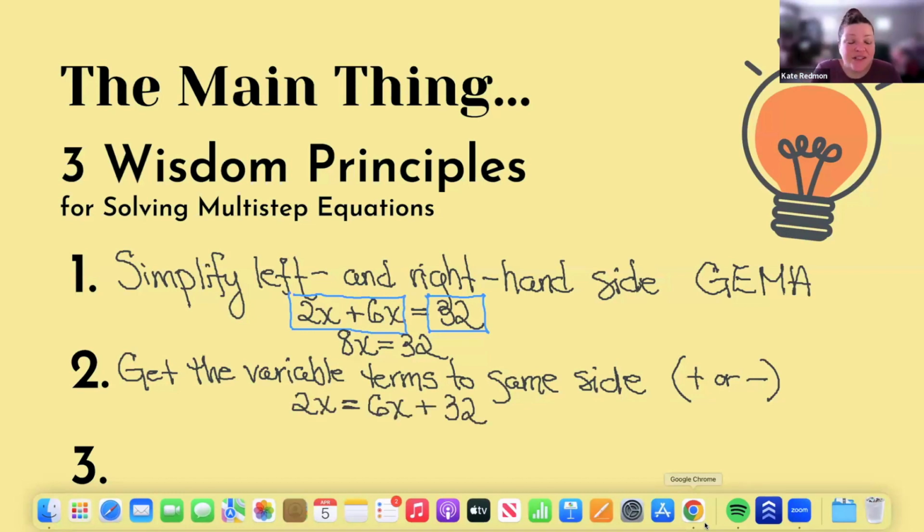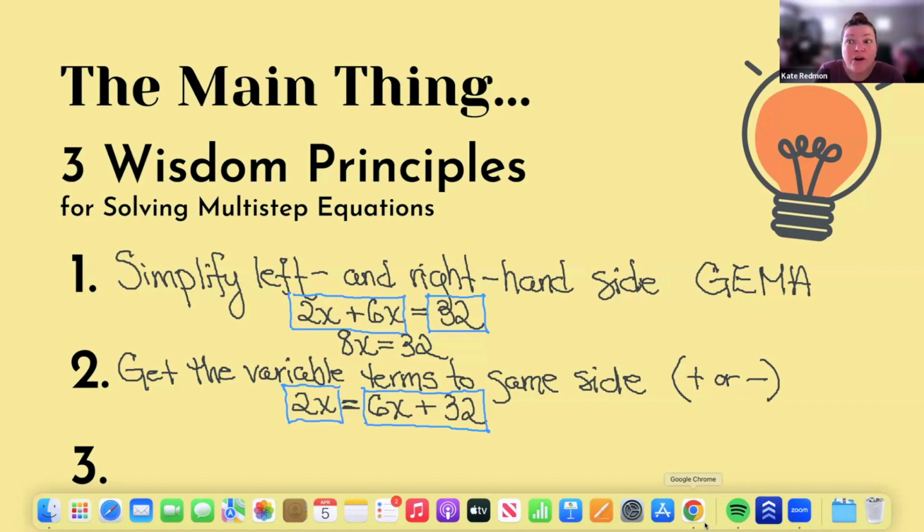This is a different scenario. This doesn't have a left or right-hand side I could simplify. If you look at the left-hand side of the equal sign, that's just 2x. I can't multiply together 2 and x if x is a mystery. And if you look at the right-hand side, GEMA can't help us now. There's no way to make 6x plus 32 any simpler. I can't do that addition because they're not like terms.